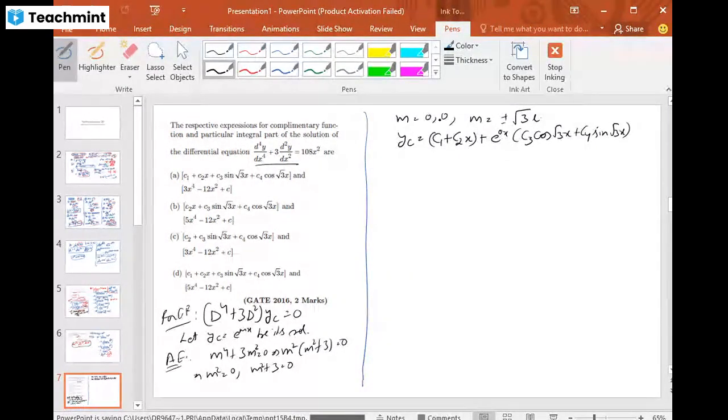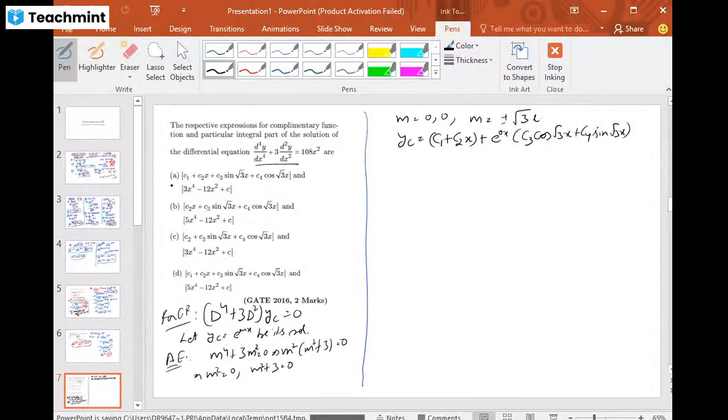Okay, because e^0x is 1. Because the roots are repeated, the solution is c1 plus c2x. If it is repeated 3 times, c1 plus c2x plus c3x square, because the number of arbitrary constants equals the number of roots of the auxiliary equation, or the order of the differential equation, right? So two roots are 0, 0, so it is (c1 plus c2x) e^0x. If one solution is e^mx, the other linearly independent solution is x times e^mx. Okay.